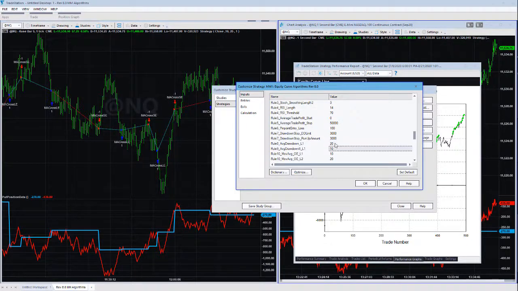If both of these are 20 or if both of these are 10, your conditions will never be met and you won't get any trades. If you use rules 8 and 9 at the same time, the L1 has to be different. They can't be the same if you use these at the same time.